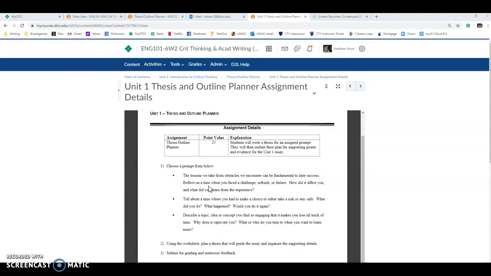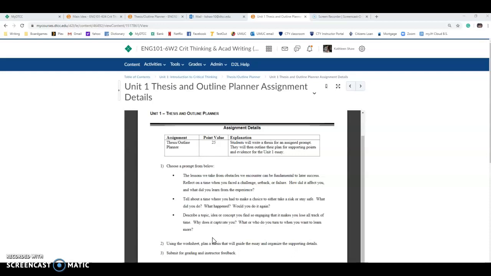So if I am a good critical thinker and I'm approaching this particular task, I'm reading through and deciding which one I would like to talk about. There's 3 to choose from here. You can see that the first one says, the lessons we take from obstacles we encounter can be fundamental to later success. Okay, that's a good opener. That's some background they've given us in this prompt, but we don't actually need to do anything with that sentence. Here is something we need to do. Our first instruction is to reflect on a time when you faced a challenge, setback, or failure.